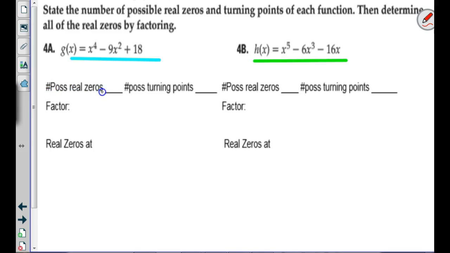What's it say for possible real zeros here? How many possible? 4. How many turning points then? 3. Can we factor this? It's degree 4 with only an x to the 4th, an x squared and a constant. So we can factor it x squared and x squared.